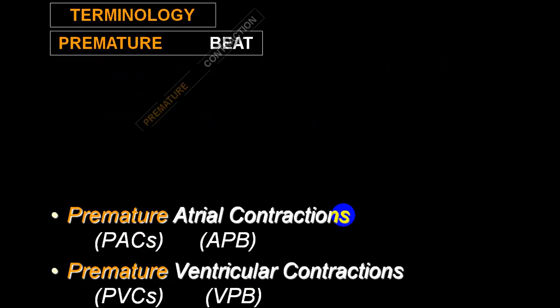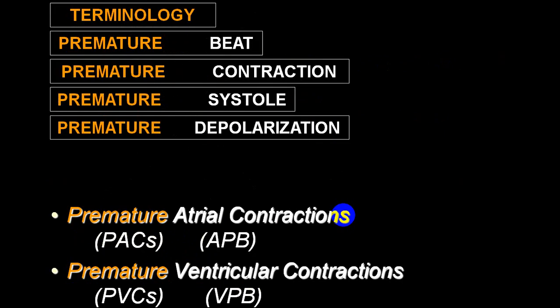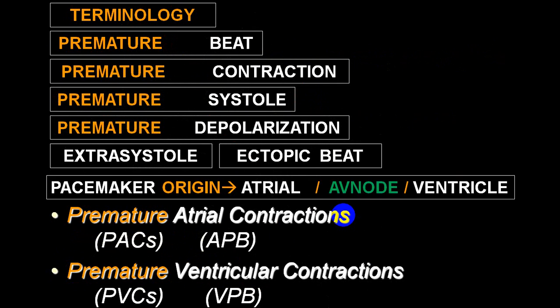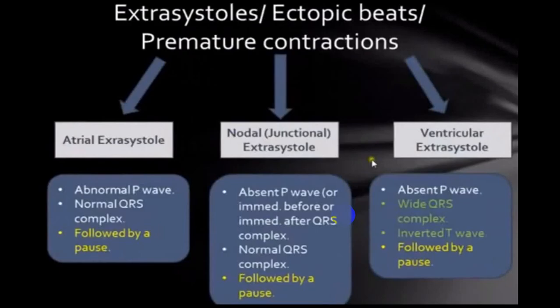These are all the terminology I have shown you in this slide before. You can call it a premature beat, premature contraction, premature systole, premature depolarization. You can call it an extrasystole or ectopic beat, and depending upon the origin, atrial, AV nodal or ventricular. The commonest are atrial, so we call it premature atrial contraction or atrial premature beat, and when it is coming from a ventricular focus, we call it a premature ventricular contraction or ventricular premature beat.